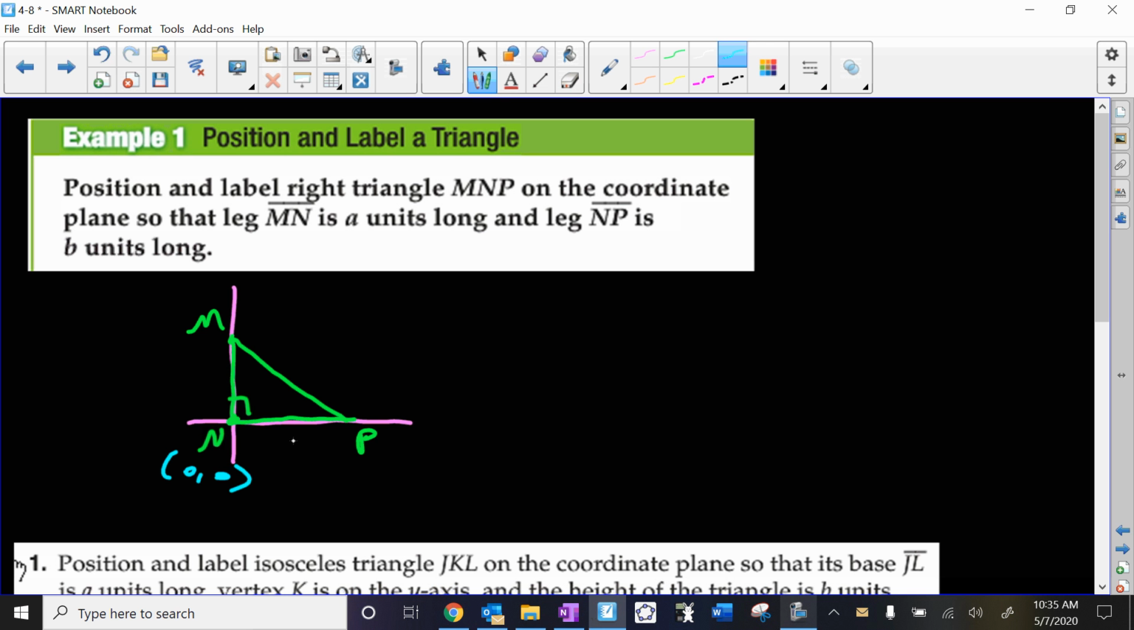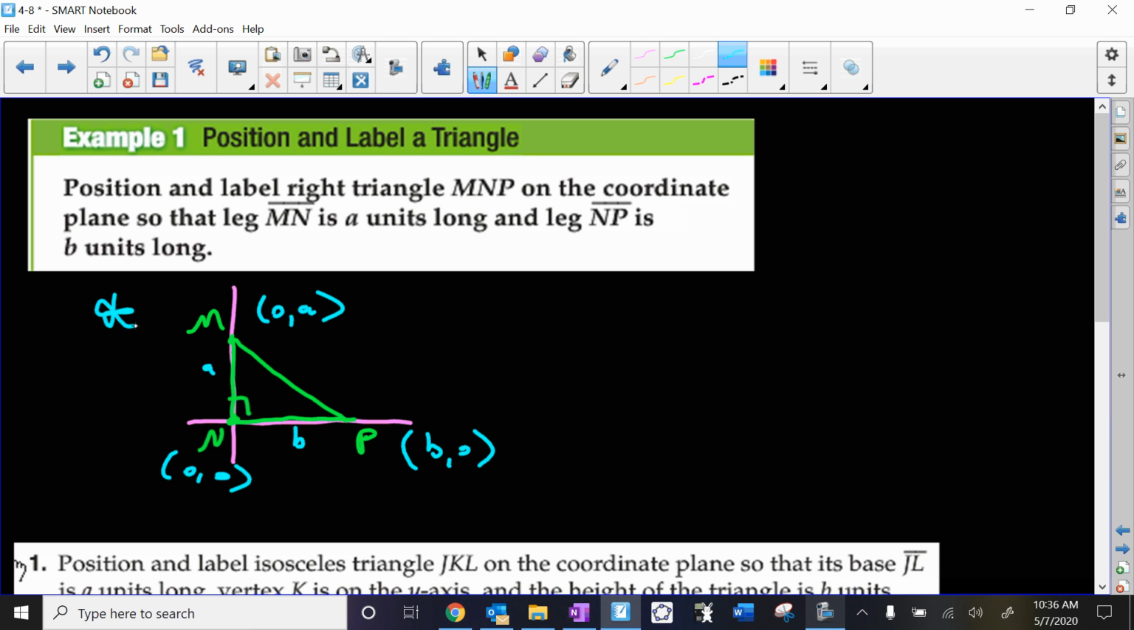It tells us that leg MN is A units long, and NP is B units long. So if I think of P, it looks like I went over B units, but didn't go up any. So we would say that that's B comma 0. For M, looks like we went up A units, didn't go over any, so our coordinates would be 0 comma A. This entire thing represents your answer. You positioned and labeled the triangle on a coordinate plane.